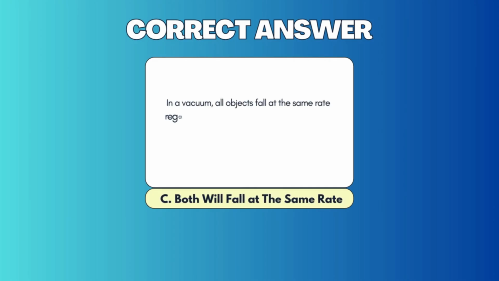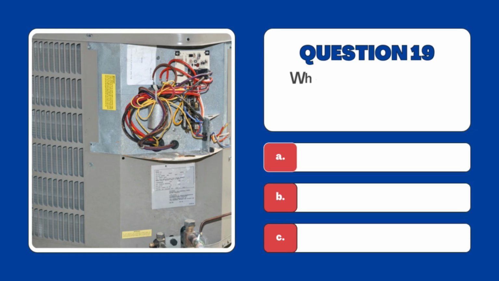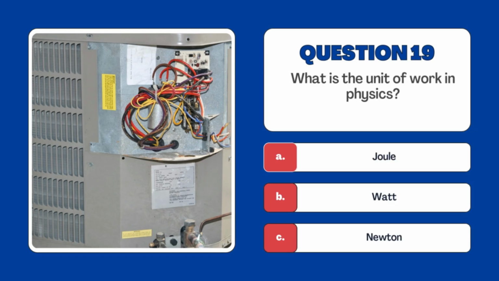The correct answer is C. Both will fall at the same rate. In a vacuum, all objects fall at the same rate regardless of their mass due to gravity acting equally on them. Question 19. What is the unit of work in physics?